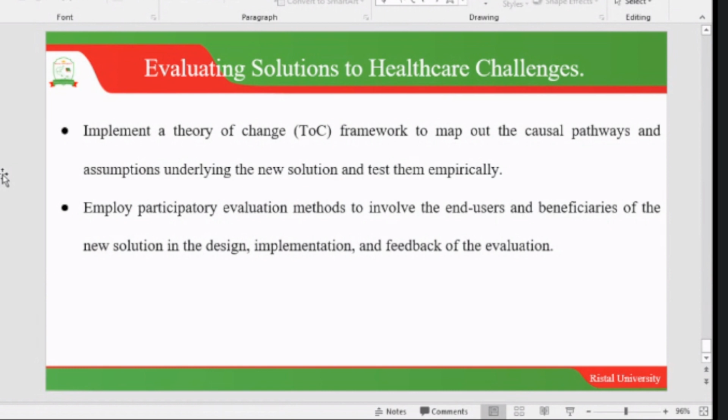the solution. From the designing, the implementation, and the feedback of this evaluation, you need to include the beneficiaries, so that we can get rich data. We can get that first-hand information about our solution. Okay, without just basing our evaluation on data that is maybe from media, or from these quantitative analytic models. We need to involve these end users and beneficiaries in designing these evaluation models, so that we can have richer results of this evaluation of the solutions that we have created.